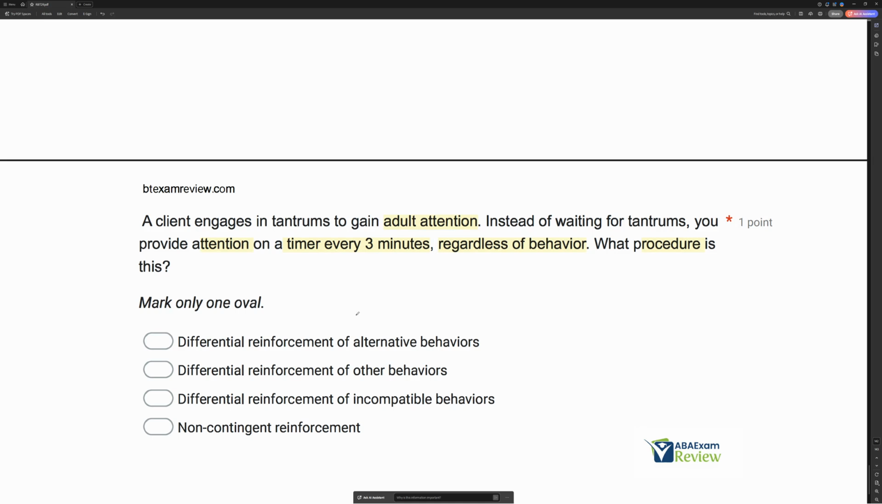So what do we call this? Is it any sort of differential reinforcement behavior or intervention? No, because our differential reinforcement procedures or interventions, they're all based on behavior, right? They're all contingent on behavior happening or not happening. In this case, no matter what the behavior is, you're giving attention every 3 minutes. You're giving it non-contingently. No contingency is set up. There's no established contingency or requirements. You're just going to be giving that attention every 3 minutes, hoping that it reduces the motivation to engage in those tantrums. So the procedure here is D, non-contingent reinforcement.